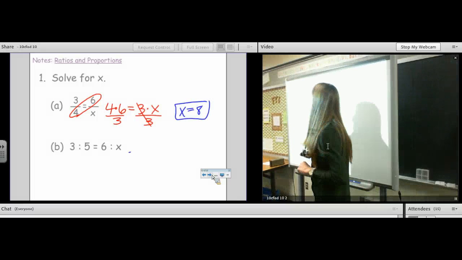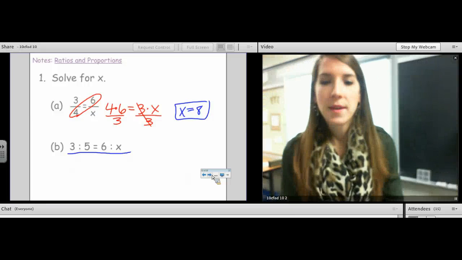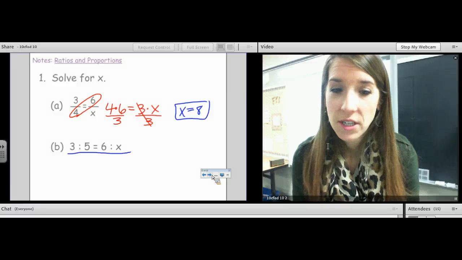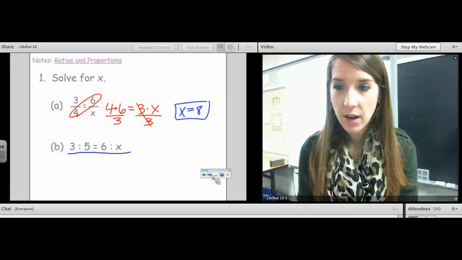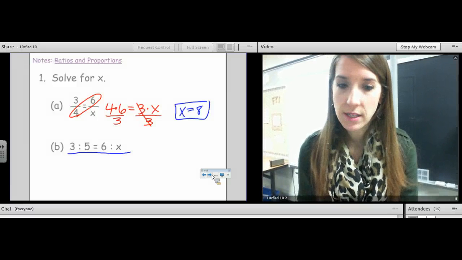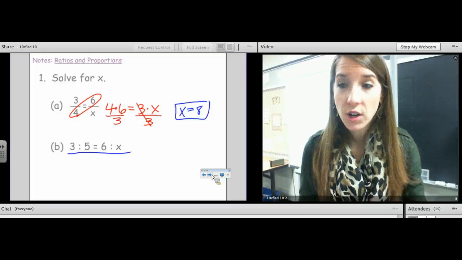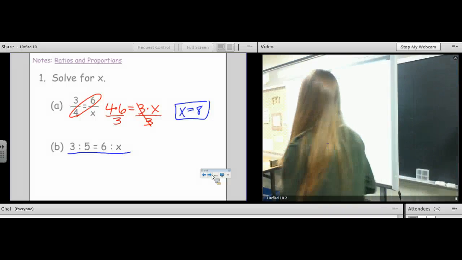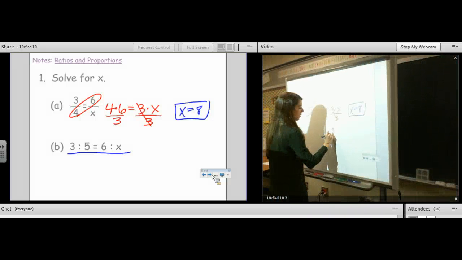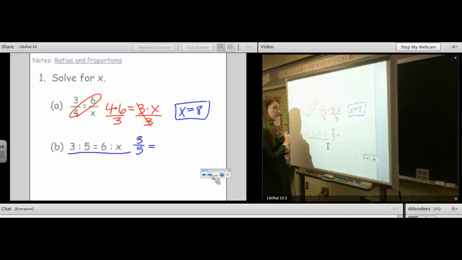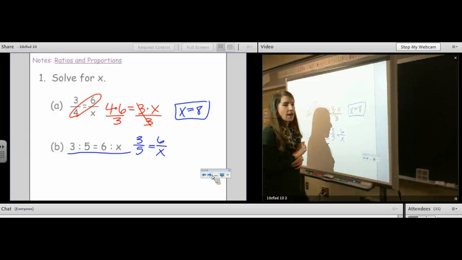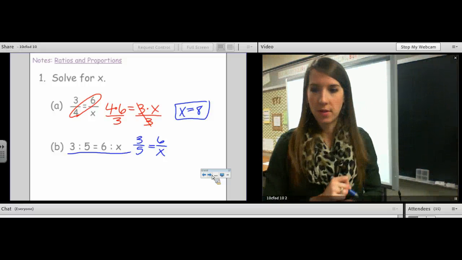This one, a lot of students have trouble with because they're scared to set up the proportion. They're scared they're going to do it wrong. But just remember, the first number is the numerator. So I would 100% rewrite this as a fraction. 3 is to 5 as 6 is to x. 5 times 6 is 30. 30 divided by 3.